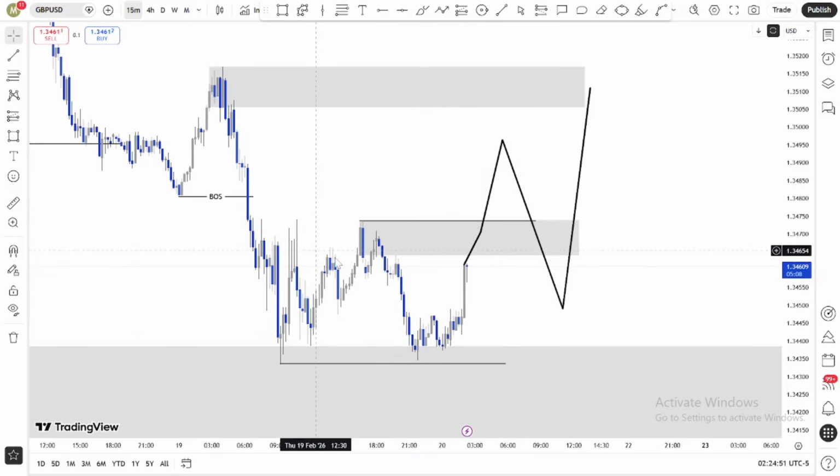This is what I'm looking for on GBP USD, right? It may happen, it may not happen. When price presents a structure for me, I will read the structure based on what I'm seeing. I will capitalize on the move based on what I'm seeing, not based on what I think the market is going to do.